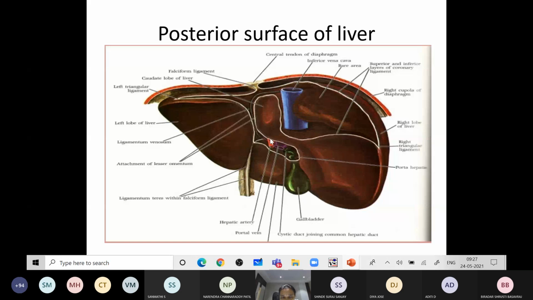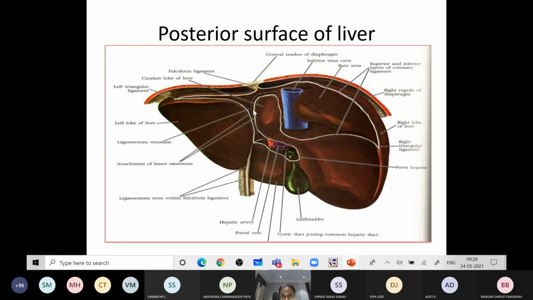This is the anterior layer of the lesser omentum, which covers the anterior margin of the porta hepatis. This is the posterior layer of the lesser omentum. So the lesser omentum has two layers, anterior layer and posterior layer. The anterior layer is derived from the peritoneum of the greater sac. The posterior layer is derived from the peritoneum of the lesser sac. This is the horizontal limb and this is the vertical limb.